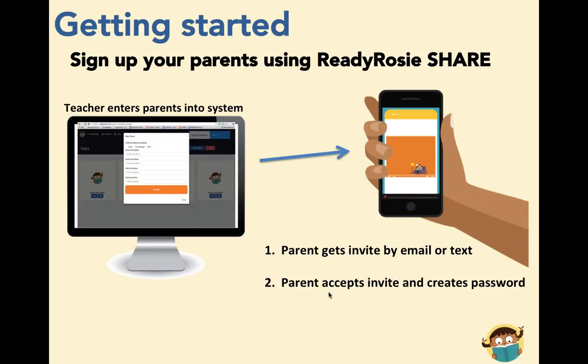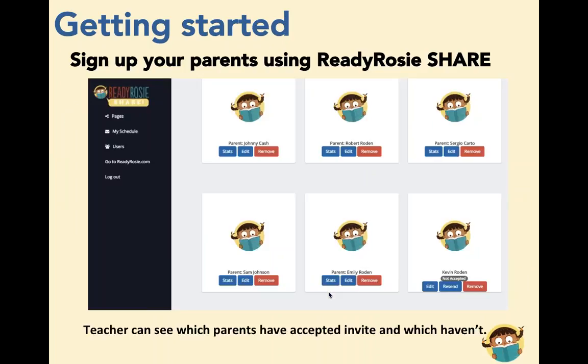which then asks them to set their password. And upon doing that, they've created an account. So it's a very simple way for them to get registered. And once they're registered, they now are in your user list. So this is what your user list will look like upon setting everyone up.